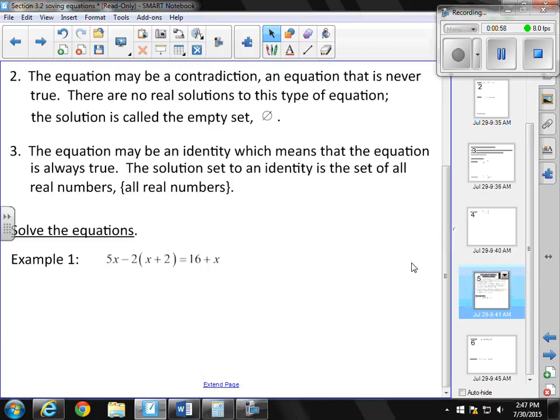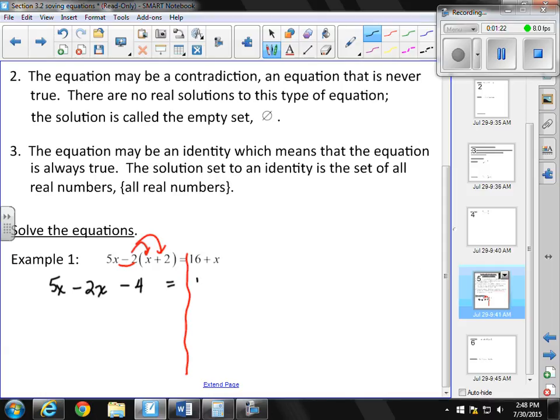Example number 1, we start off solving exactly the same way we have been solving equations. Simplify each side first. I'm going to distribute to get rid of my parentheses. Here I'm multiplying by -2, so I get 5x. -2 times x is -2x. -2 times 2 is -4, equals 16 plus x.